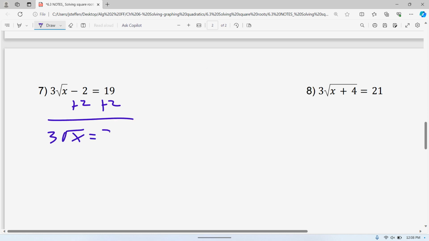19 plus 2 is 21. Then that's 3 multiplied by the square root, so make sure you remember that. Some people subtract 3. We divide by 3. So that's the square root of x is equal to 7.